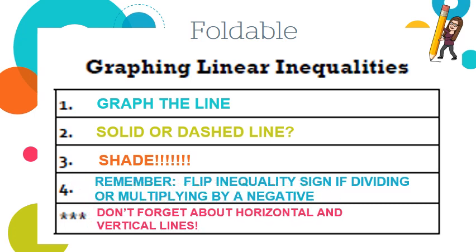And just a side note here, don't forget about horizontal and vertical lines. So horizontal lines are always going to be y equals a numerical value, and vertical lines are always x equal to a numerical value.